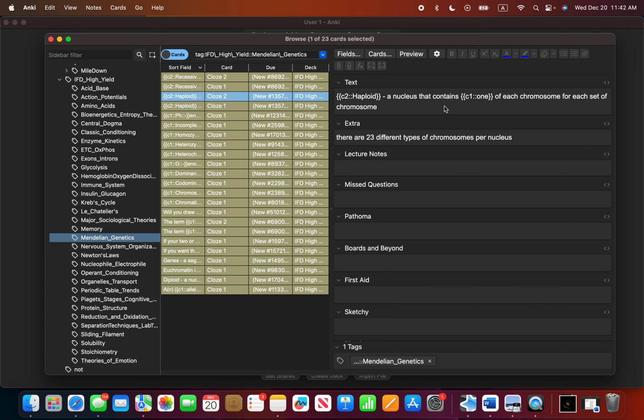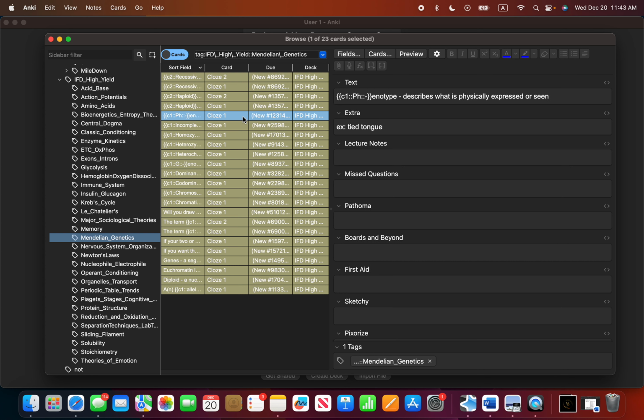Haploid: a nucleus that contains 1 of each chromosome for each set of chromosomes. There are 23 different types of chromosomes per nucleus. So a haploid is a nucleus that contains 1 of each chromosome for each set of chromosomes. Us humans, we are diploids.